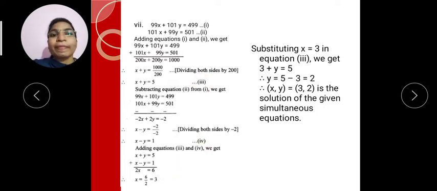The value of x. Why? x plus y is 5. x minus y is equal to 1. This y cancels out. x plus x is 2x, is equal to 5 plus 1 is 6. So x is equal to 3.